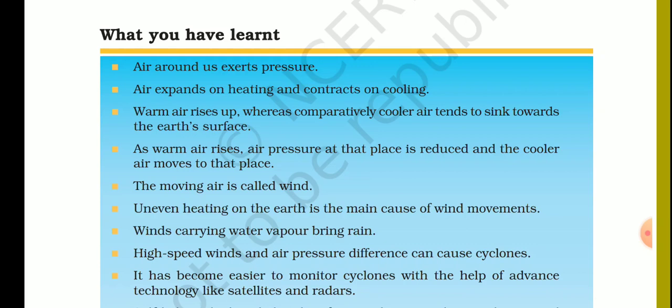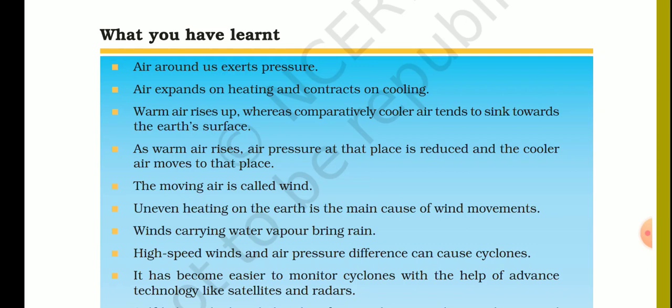Okay. Next, winds carrying water vapor bring rain. This we have discussed many times. Once the evaporation takes place, and that evaporation has water vapor in it, going up at a height the temperature is low, so condensation takes place, and because of condensation the water vapor again converts to water, and finally in the form of rain it falls on the surface of the earth.